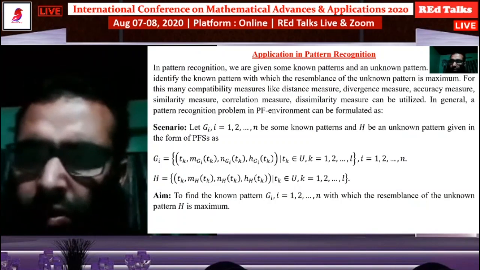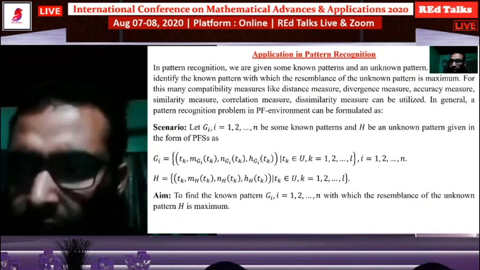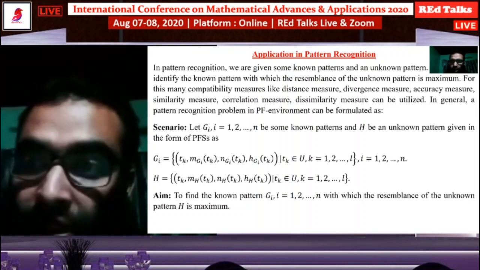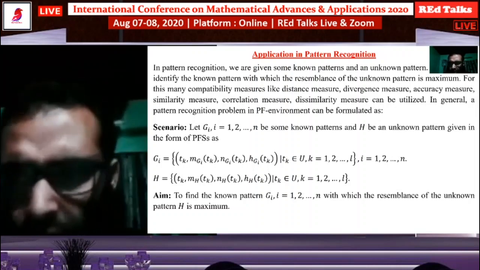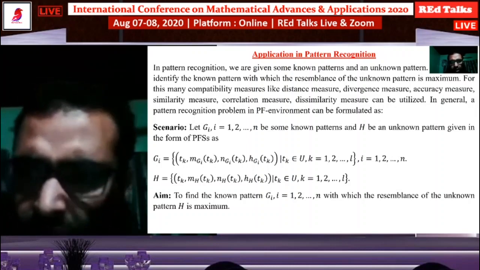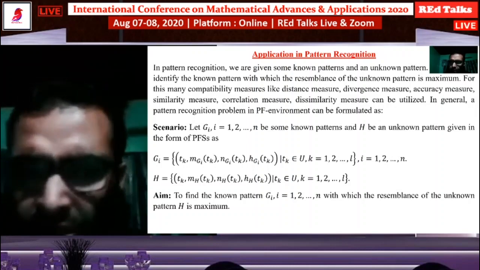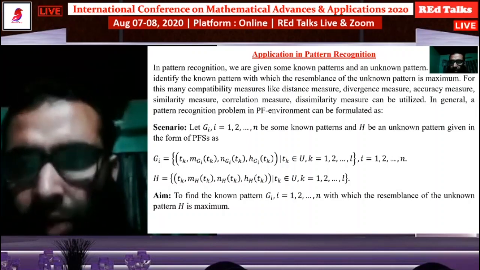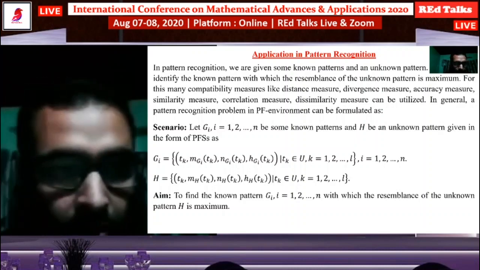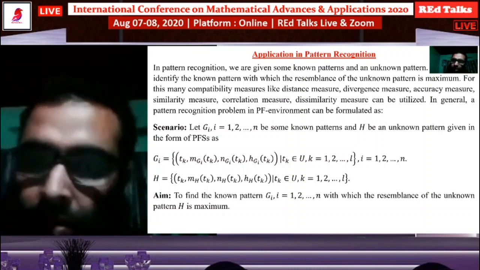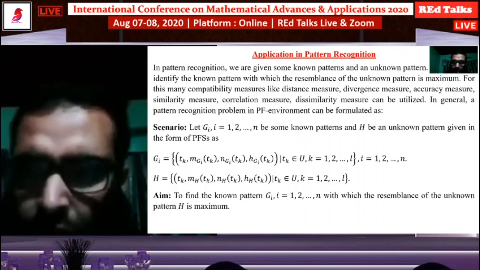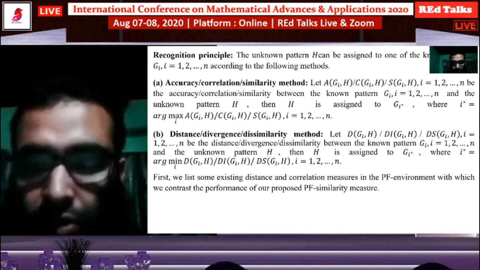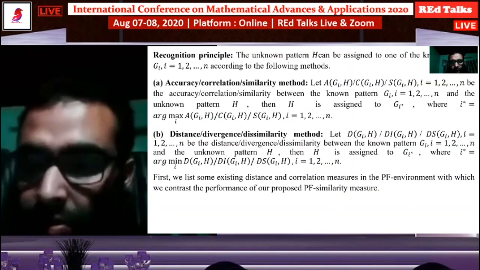In pattern recognition, we are given some known patterns and an unknown pattern. Our main goal is to identify the known pattern with which the unknown pattern has maximum resemblance or maximum similarity. For this, many compatibility measures such as addition measure, correlation measure, divergence measure, accuracy measure, and dissimilarity can be utilized. Here we use our proposed picture fuzzy similarity measure for this purpose. In general, a pattern recognition problem in the picture fuzzy environment can be described as follows. We are given some known patterns in picture fuzzy sets, and our main aim is to find the known pattern with which the unknown has maximum resemblance.